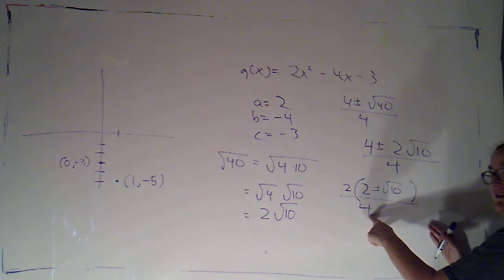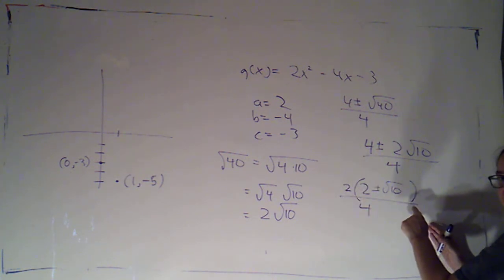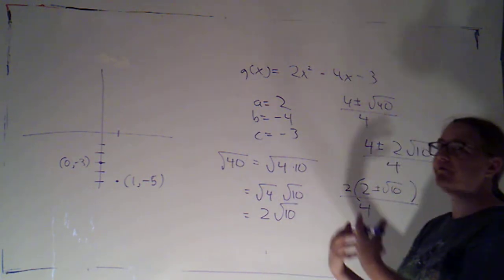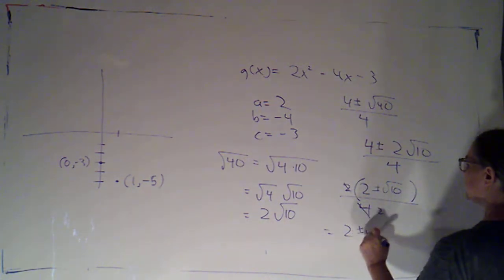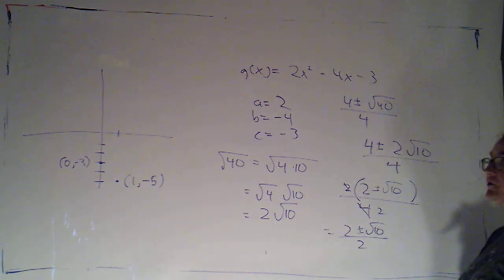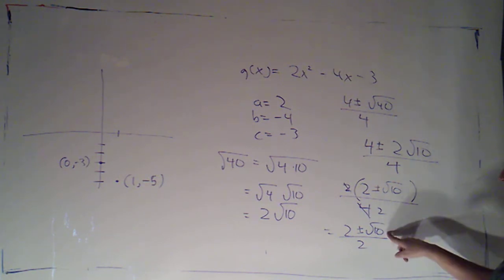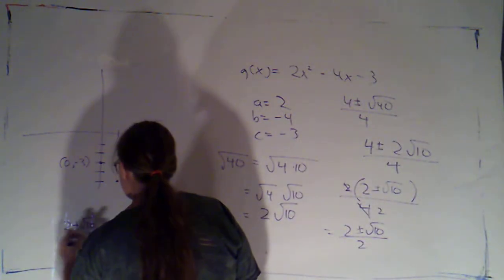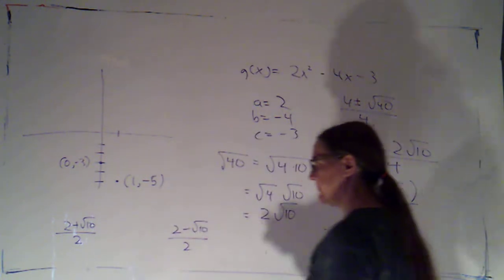Now I can cancel this 4 with that 2, because that 2 is connected to the rest of the top by multiplication. So if you've got addition or subtraction on the top, you always have to factor before you can cancel. But now 2 goes into 4 twice, so this becomes 2 plus or minus root 10 over 2. So I'm going to have 2 x-intercepts at these values. I'm going to have 2 plus root 10 over 2 and 2 minus root 10 over 2.